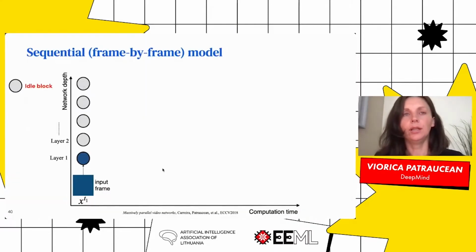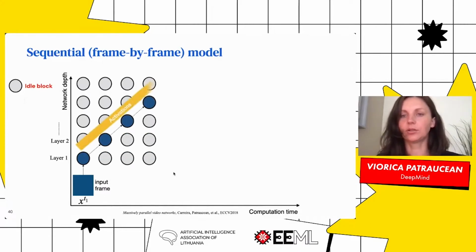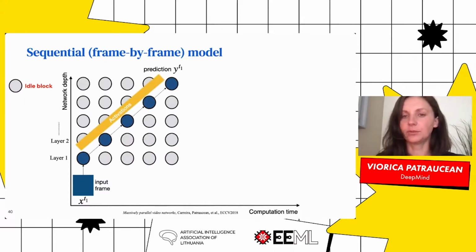So at inference time, I'm showing here a standard frame-by-frame model. The horizontal axis denotes the computation time, and on the vertical we show the different layers of the network along depth. We unroll this model over time to process the frames of a video, but we take into account that computation is not instantaneous. Every time a layer processes a frame, it also advances in time. And when the network finishes processing that one frame, it can only then start processing the next frame.